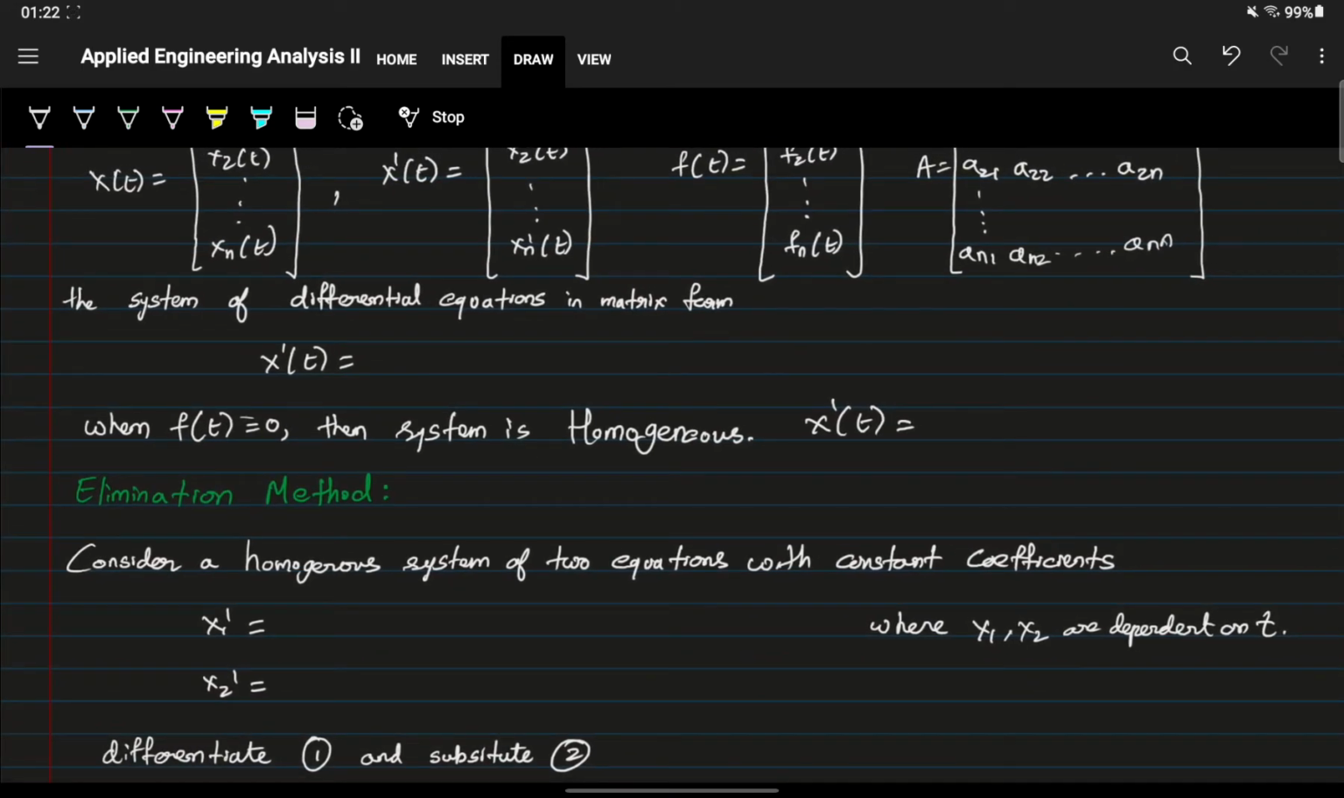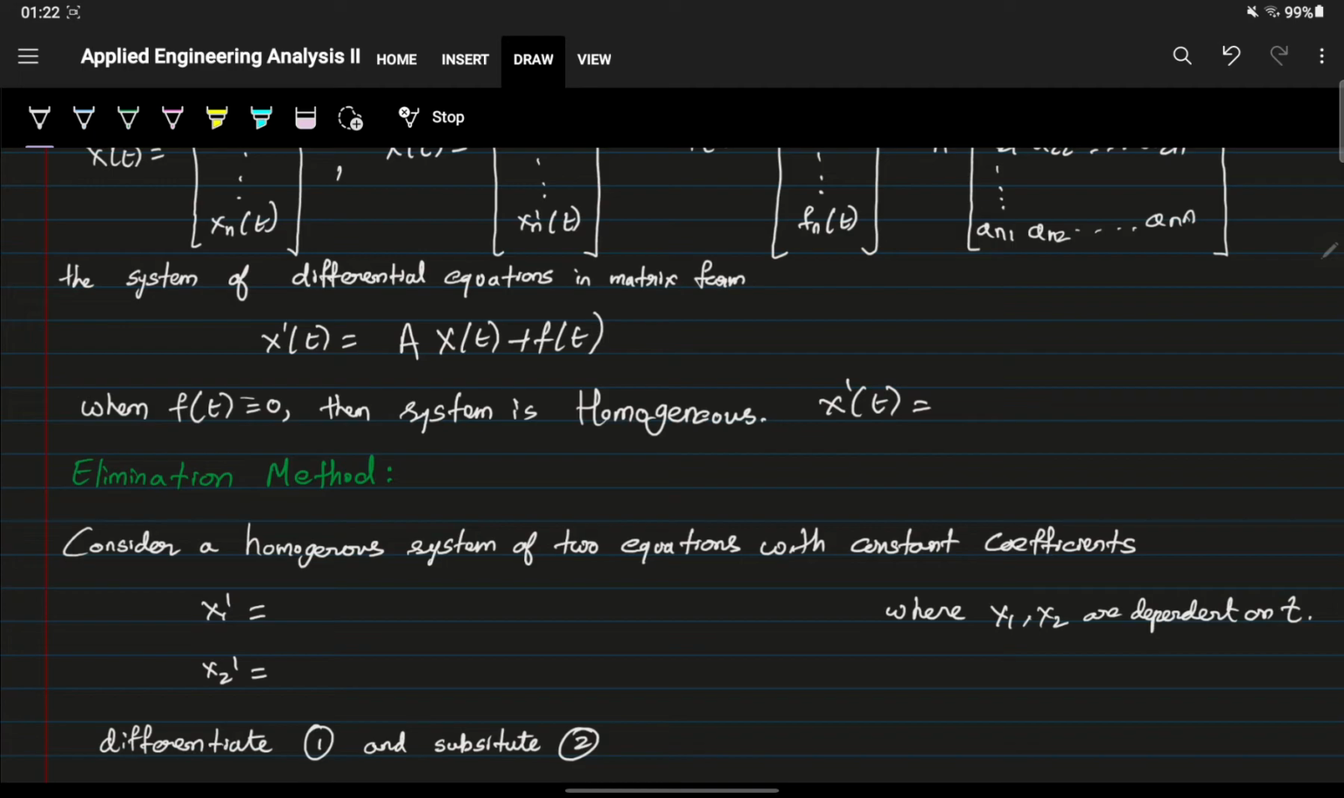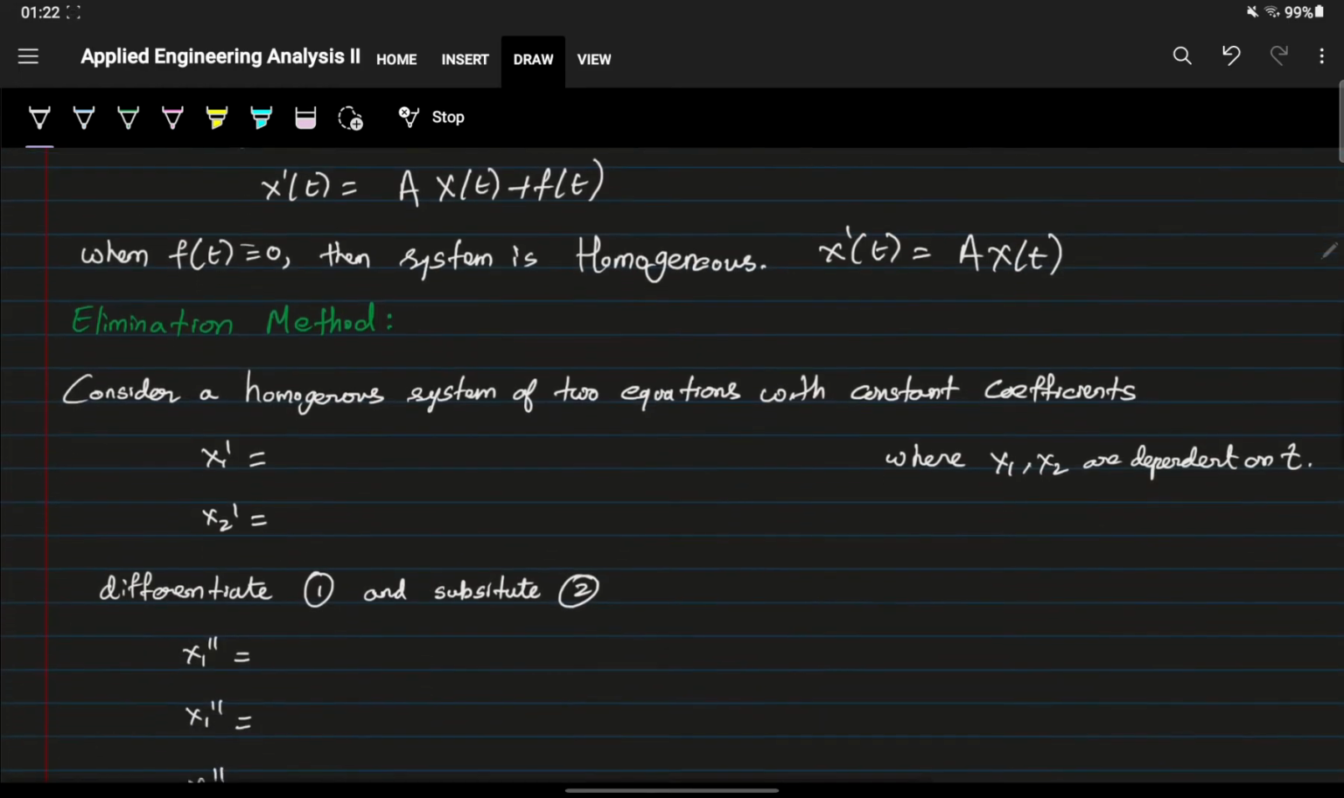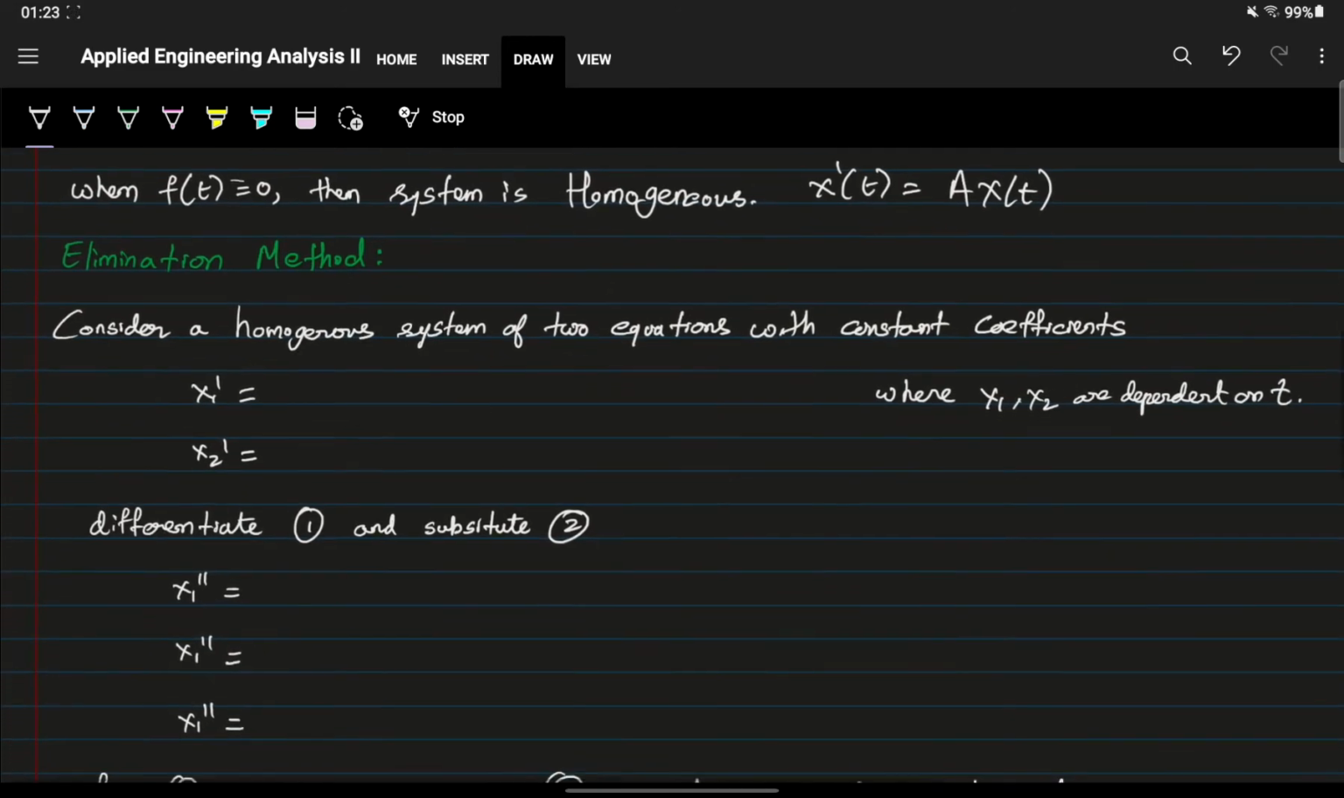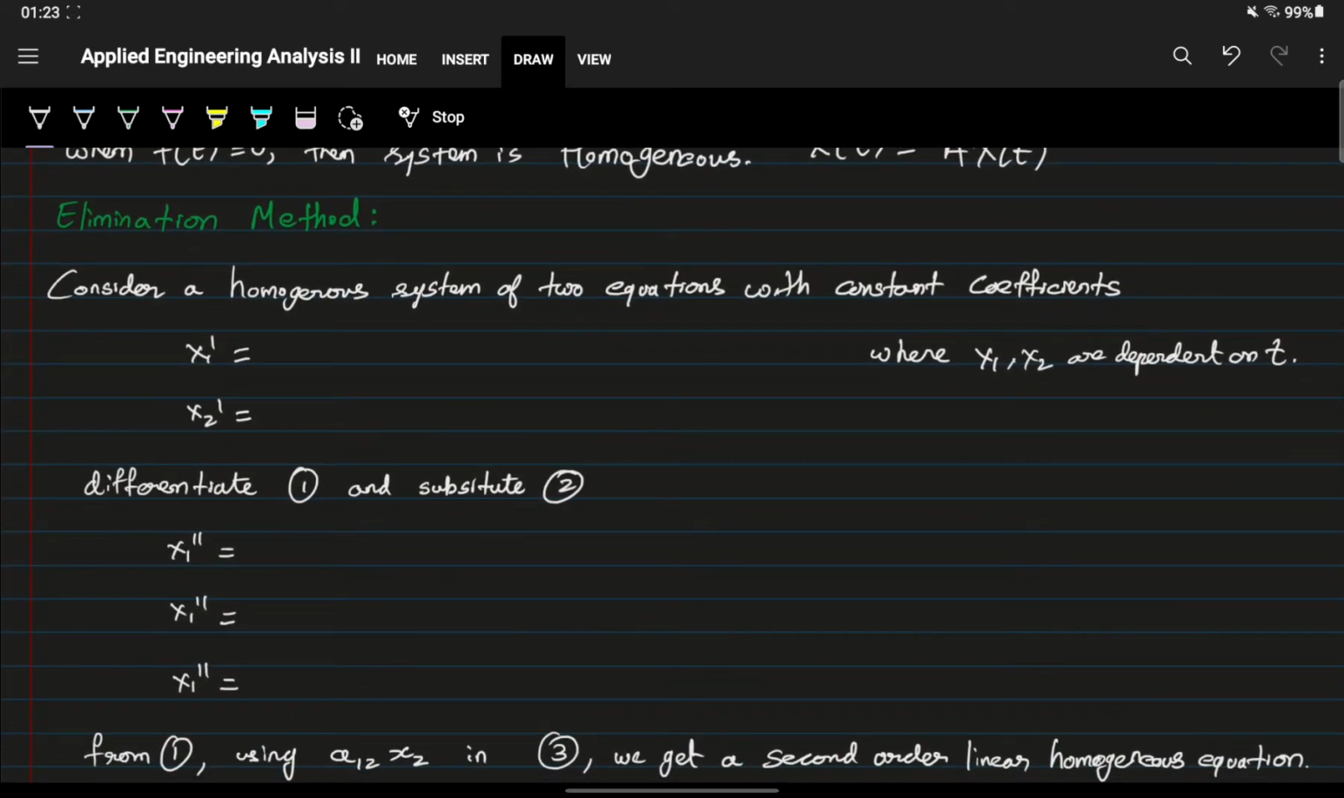This is the system of differential equations in the matrix form, which is written as x prime(t) as A x(t) plus f(t). And when f(t) is identically equal to 0, then the system is said to be homogeneous, that is x prime(t) equals A x(t). A homogeneous system of equations with constant coefficients can be solved in multiple ways. Here I'm specifically considering the elimination method.